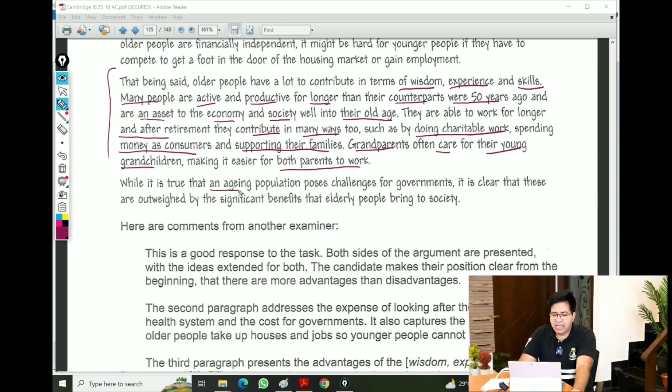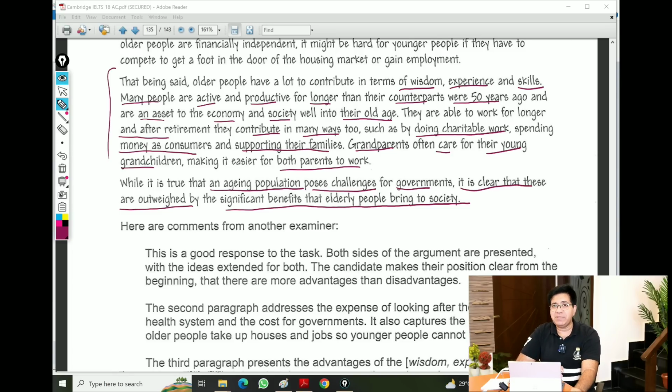In the beginning he said the balanced essay and all that. While it is true that an aging population poses challenges for government, it is clear that these are outweighed by the significant benefits that elderly people bring to society. Now this is the conclusion of this essay. So what does it mean? It means aging people bring benefit to society. So this has more benefits than the drawbacks.